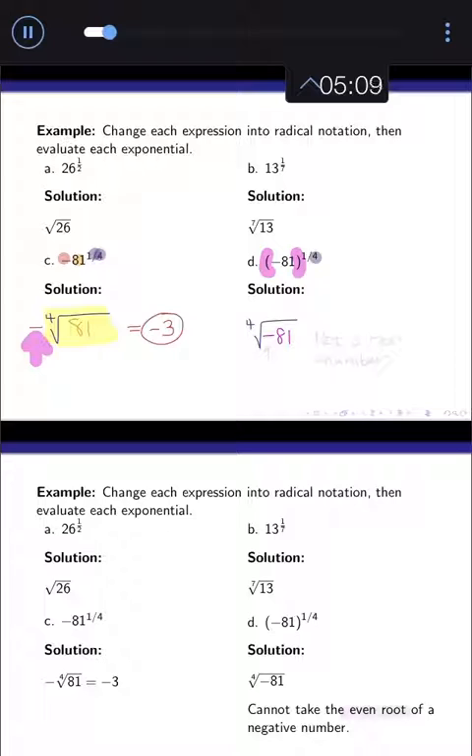Whereas on D, we have a negative on the inside. So this is now asking, what multiplied by itself 4 times gives us a negative 81? Well, if you multiply anything by itself 4 times, whether it's positive or negative, it will still be a positive answer. So this is not possible, at least not yet. So we're going to give a kind of vague answer that the answer is not a real number.